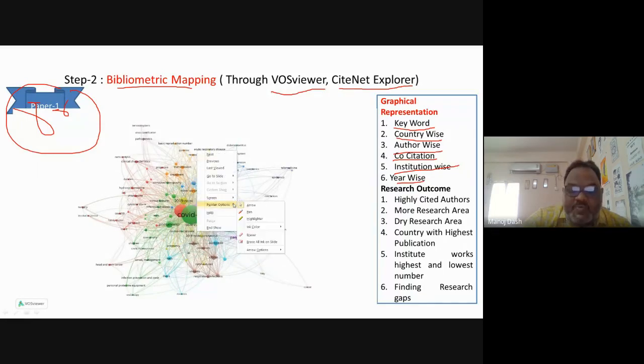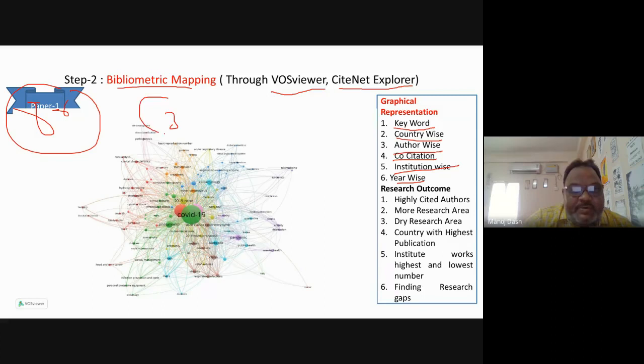So what is my outcome? Many research papers have used bibliometrics. We have published 3 papers on bibliometrics. If you have decided you want to do research in this area, my request is that your first research paper should be bibliometric mapping, because it will help you understand which authors are highly cited in your area, which is the more researched area, what are the dry research areas, which country and which institute have the highest publications, what the research gaps are, and which tools are not largely used by other researchers. Is it clear?